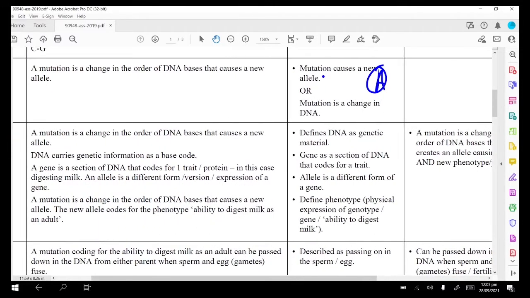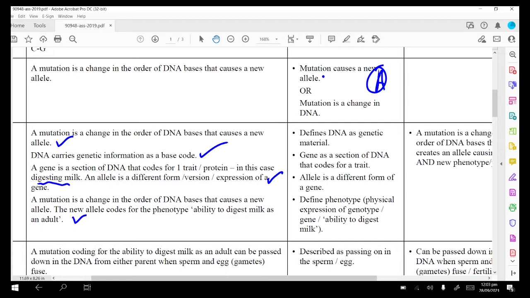So a mutation is a change in the order of the DNA bases that cause a new allele. We said that. DNA carries genetic information as a base code. We did say that. A gene is a sequence of DNA that codes for one trait or protein, in this case digesting milk. An allele is a different form or version or expression of the same gene. A mutation is a change in the order of the DNA bases that causes a new allele. The new allele codes for the phenotype, the ability to digest milk as an adult. Okay, we wrote that down too.